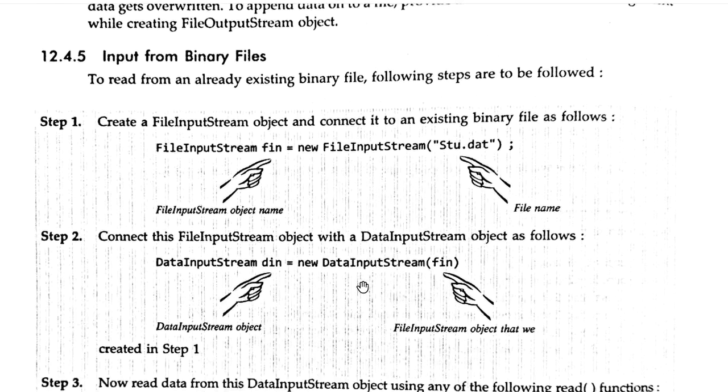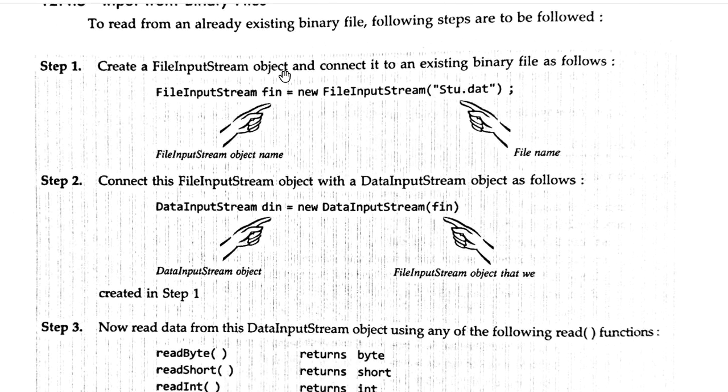Now input from binary files. For that we have to use two classes, FileInputStream and DataInputStream. FileInputStream object name equal to new FileInputStream, the binary file name in double quotes because the parameter type is string, stu.dat. So this will create a FileInputStream object and connect it to the existing binary file stu.dat. If the file is not present, an exception will occur, FileNotFoundException.